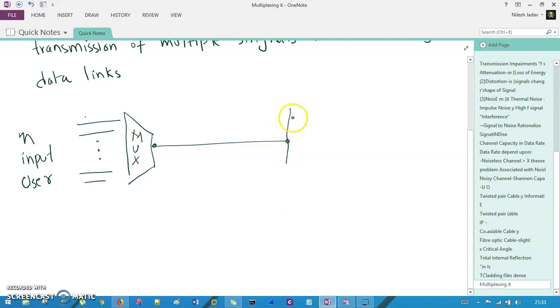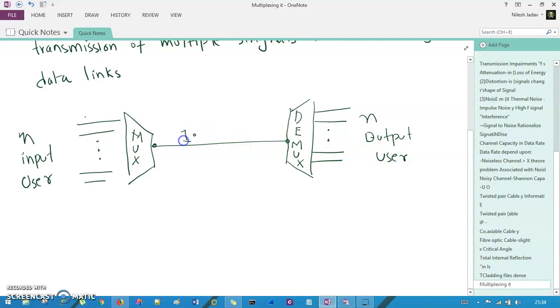And here at the receiver side, we have a device known as the demultiplexer, or I will write it as DMUX. So again, I have n output stations or n output users. This is one link or one channel. So this is your multiplexing, where n input users can combine their data with the help of this device MUX and send it through one link channel. It is received by the DMUX, and it gives the data to the respective users. This end is going to be your sender side, so at the sender side we use a multiplexer, and this end is going to be your receiver side, so at the receiver side we use a demultiplexer. I hope you understand it.